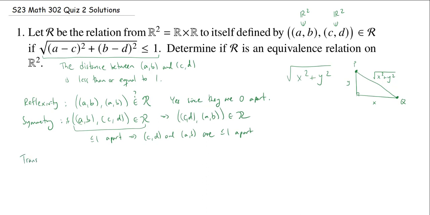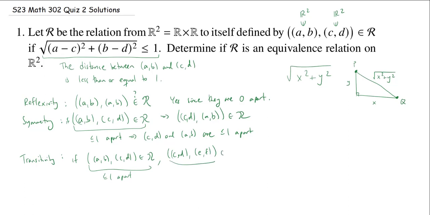Finally, we'll check transitivity, right? We're feeling pretty good about it, right? Well, let's see. So if I have a pair AB and a pair CD, which are in R, that means they are less than or equal to 1 apart. And if I know that CD and say a point EF are in R, so that means they are also less than or equal to 1 apart. Does that mean that AB and EF have to be less than or equal to 1 apart? And here the answer is going to be clearly no.